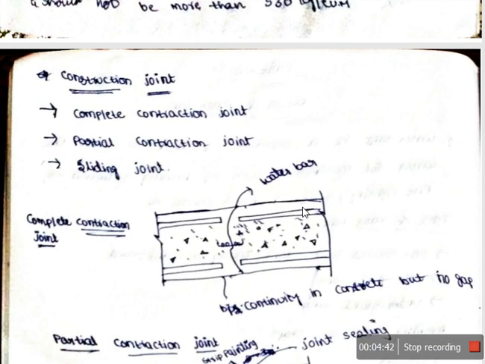Then we have construction joints. What are the types of joints and how do we make them? We have three types. When there is temperature change, contraction happens. Based upon this, these joints are made, and also a retaining wall.